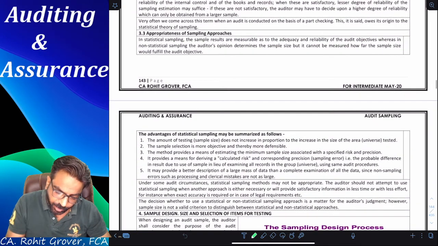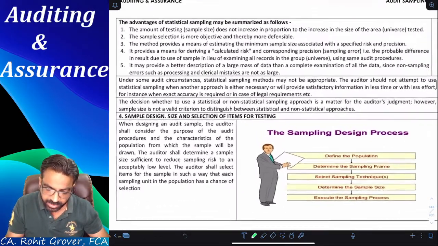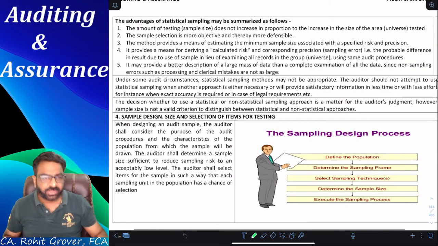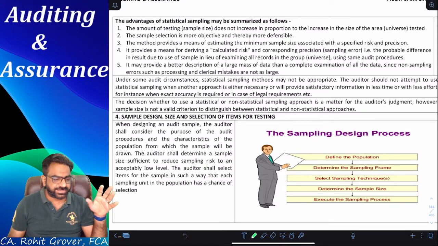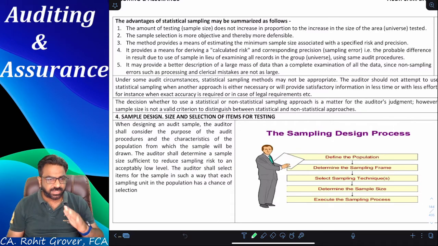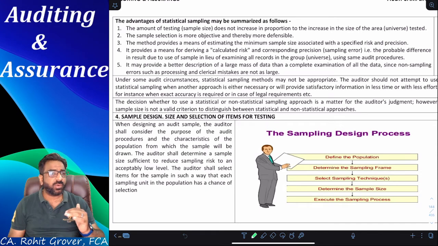So, appropriateness of sampling approaches. The topics which are extra to be covered by us in the audit sampling topic are: what are the advantages of statistical sampling? Now, first of all, tell me, do you understand from yesterday what is the major difference between statistical and non-statistical sampling? Which one is a scientific and mathematical method? Statistical method. And which one is completely based upon the personal experience and professional judgment of an auditor? Non-statistical.